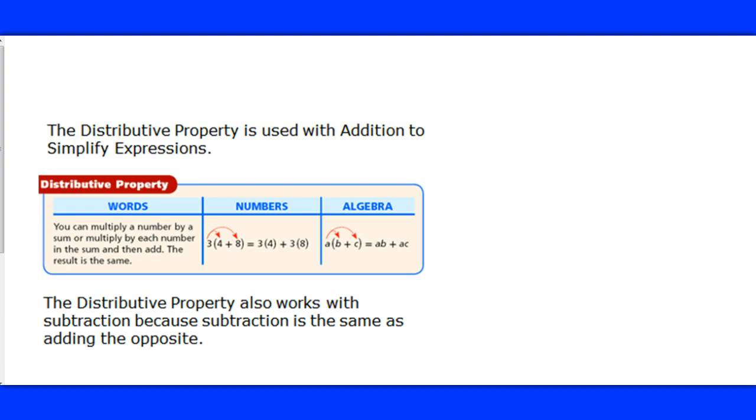Now, there's another property that's really very important, and that's the distributive property. And the distributive property always works with multiplication or division on the outside and addition or subtraction on the inside. Now, this one shows it with addition, all right, but it also works with subtraction. It's not multiplication or division inside the parentheses.